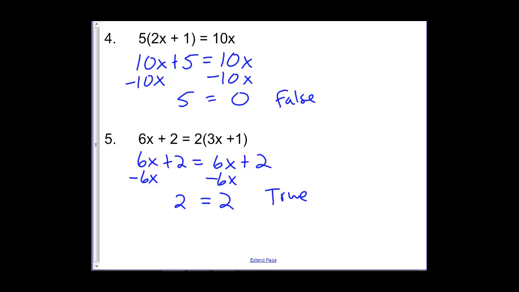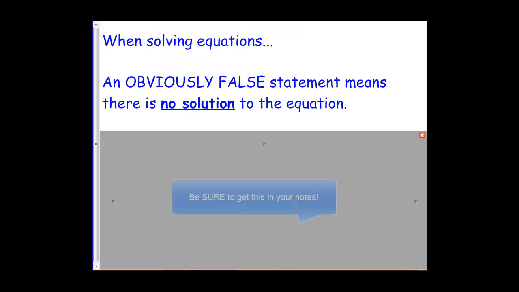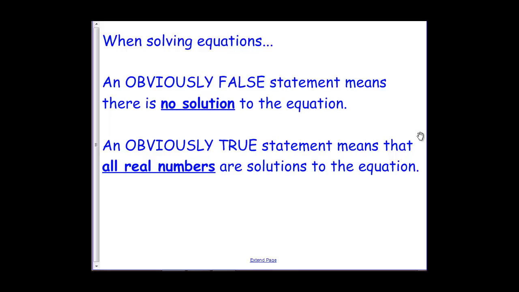And so that leads us to the last thing I want you to get in your notes by watching this video. Remember, when solving equations, if I cancel out my variables and I'm left with an obviously false statement, that means there is no solution to the equation. There's nothing that we could substitute into that variable that would work. On the other hand, if I get my variables to cancel out and I'm left with an obviously true statement, that means that all real numbers are solutions to the equation. Anything possible would work. Any real number could be substituted into that variable and give us a true statement.